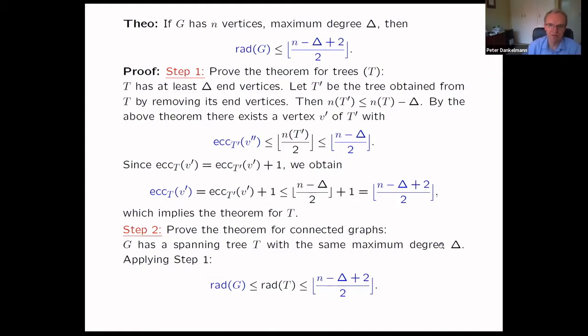And to recover the theorem for all graphs now, that's easy. We just say, if we have a graph G, any graph with maximum degree delta, then we can easily find a spanning tree T with the same maximum degree. And to that tree we can apply step 1, and we get that the radius of G is again at most (n minus delta plus 2) over 2. So we do the same as we did a moment ago. The radius of G is less or equal to the radius of the spanning tree T with maximum degree delta, and that's at most the desired bound.